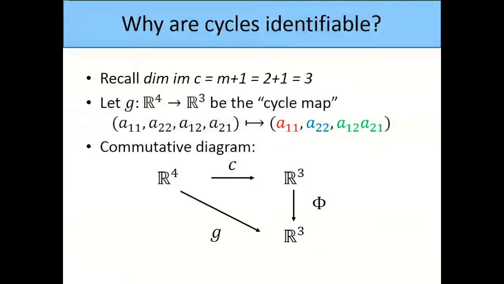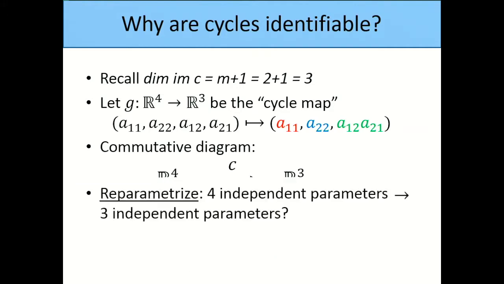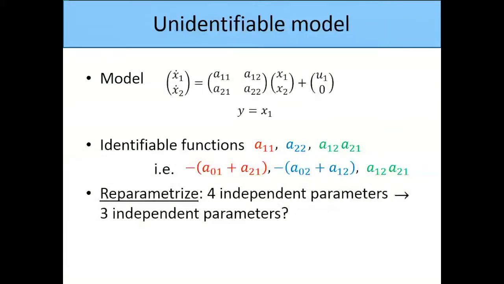Well, then this explains why in this two-compartment model our cycles were identifiable, because in that case the dimension was actually maximal. We had the full m plus 1, in this case 2 plus 1, which is 3. The way we can see this is, let's say we call G our cycle map, and we can form this commutative diagram where we can write our cycles in terms of some function of our coefficient function. So thus our cycles are identifiable.